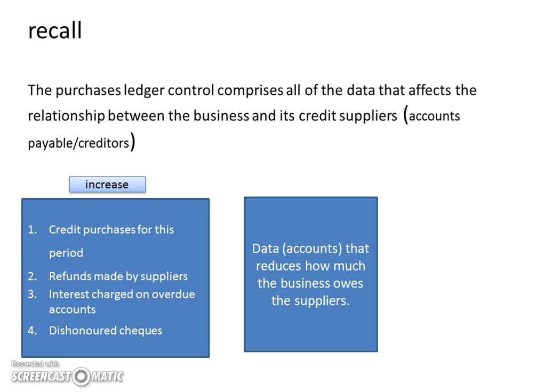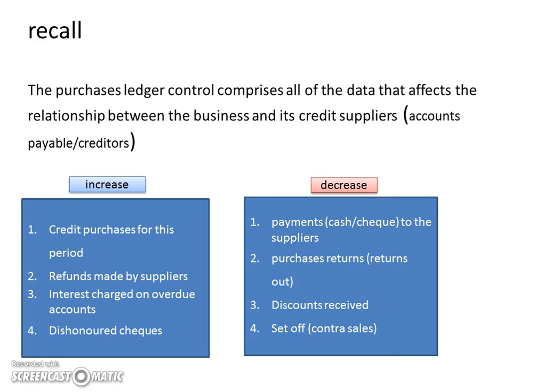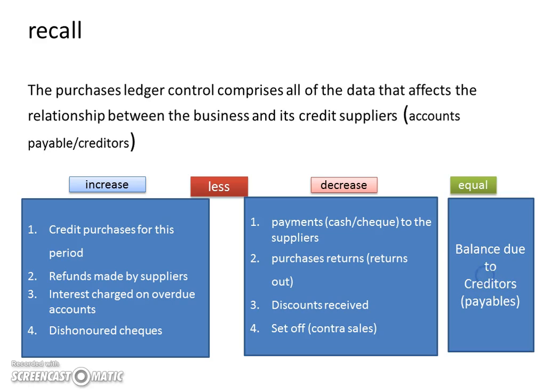So we know that information is made up of the credit purchases, refunds, interest charge on our overdue accounts, any dishonored checks that we may have written and the bank couldn't pay the suppliers, as well as to decrease that, we would look at the payments that we made, any returns we made to our suppliers, the discounts received that they gave us, and if we had agreed to set off anything against the sales. So the increase minus the decrease will give us the balance that is due.